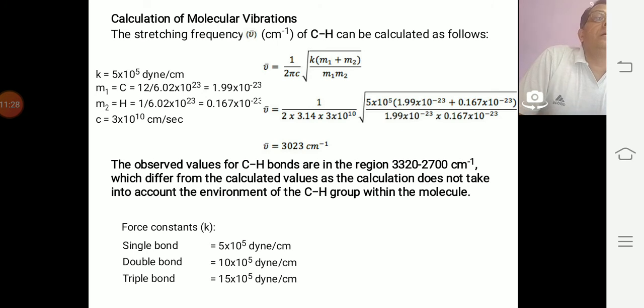When we put all these values in the formula, the wave number we get is 3023 per centimeter. The observed value for CH bonds is in the region of 3320 to 2700 per centimeter, which differs from the calculated value, as the calculation does not take into account the environment of the CH group within the molecule. And for the force constant in the case of double bond and triple bond, we can put in the corresponding values.